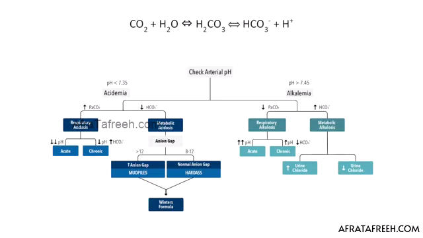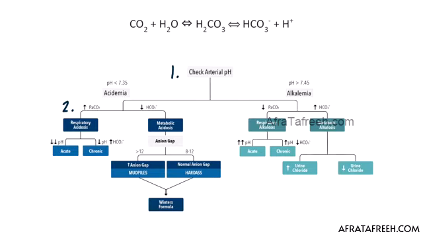So again, from the flowchart, you can see that there are 4 steps we need to think about with a metabolic acidosis. First, measure the pH. Second, determine the bicarb and the partial pressure of carbon dioxide. If the bicarbonate's low, then we know it's a metabolic acidosis.